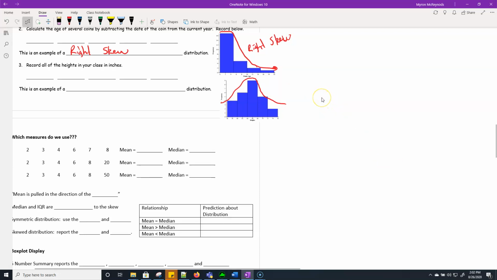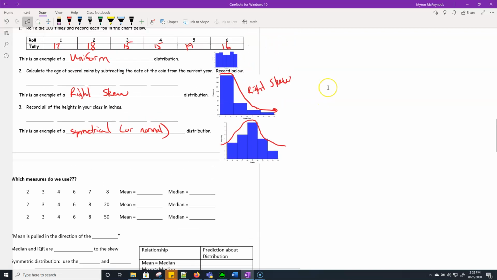And this is an example of a symmetrical distribution, or normal. You'll see it called normal a lot. This is like a normal distribution. We'll get to normal distributions later. So this is a symmetrical distribution.